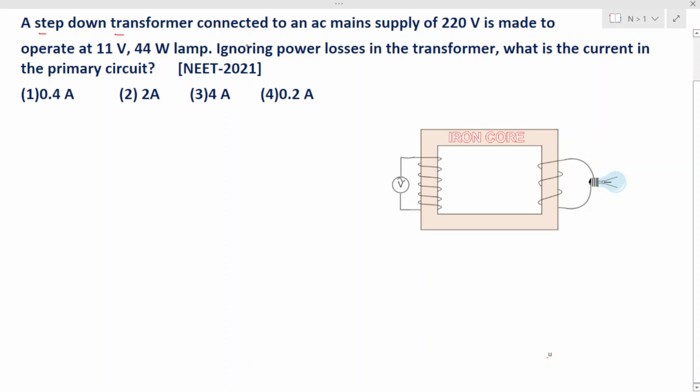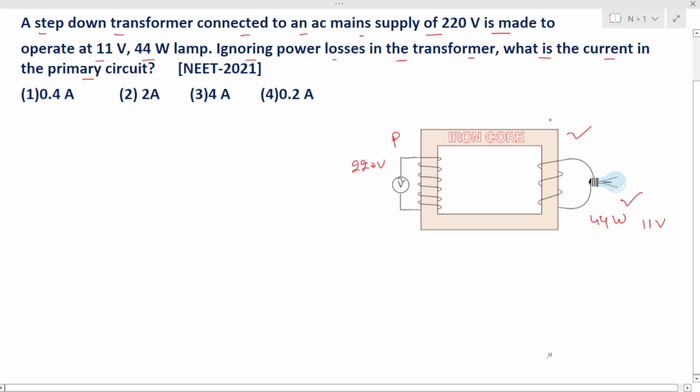A step down transformer connected to an AC main supply of 220 volts is made to operate at 11 volt, 44 watt lamp. Ignoring power losses in the transformer, what is the current in the primary circuit? Now let us see what he gave. This is a step down transformer connected to 220 volts along the primary part, and along the secondary part he connected a lamp of power 44 watt, operating at a voltage of 11 volt.